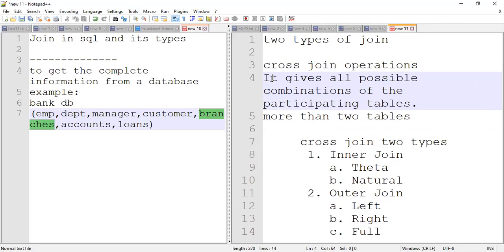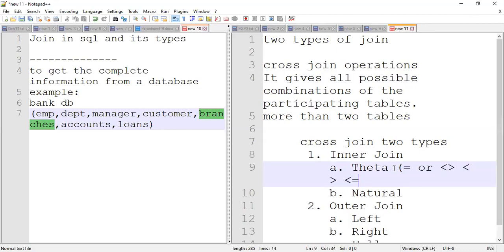Next, this cross join you can classify into inner join. First, in inner join, I am moving to theta join. Theta join is of 2 types. Theta is nothing but a symbol, an operator. Please remember, theta operators may be equal to, not equal to, less than, greater than, less than or equal to, or greater than or equal to. Any symbol you use in the join operation, that operation will be called a theta join operation.